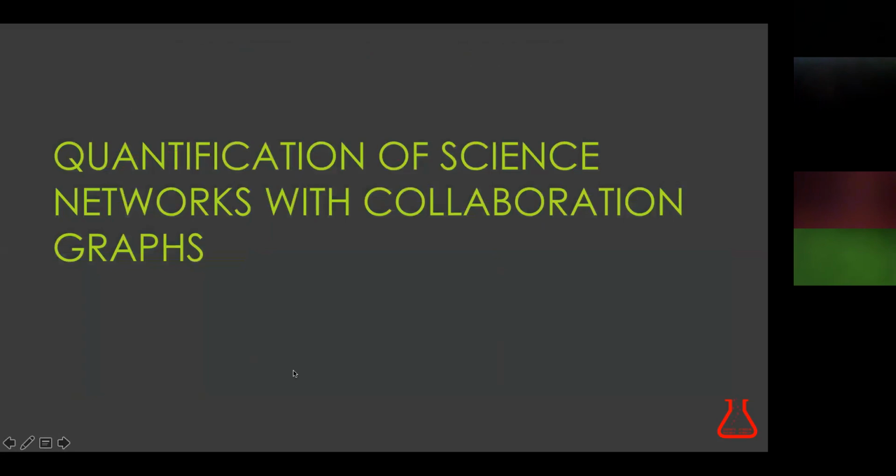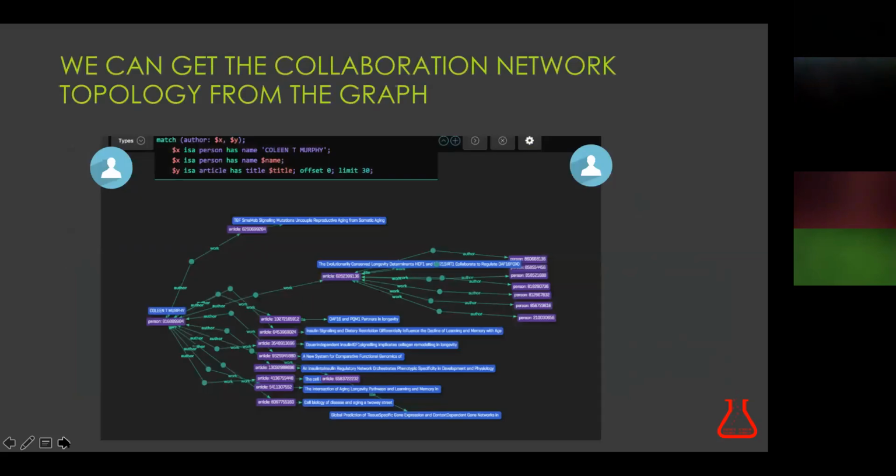Let's see, quantification. Okay, so the other thing we can get out of this is we can really understand who these researchers are by looking at their publication profile. If you look at a typical publication profile, I've got Colleen Murphy here, who's one of my PIs, the principal investigator I did my postdoc with. You have all of her article titles here, and then these are people. So this is her collaborators. So it's a person-to-person network.